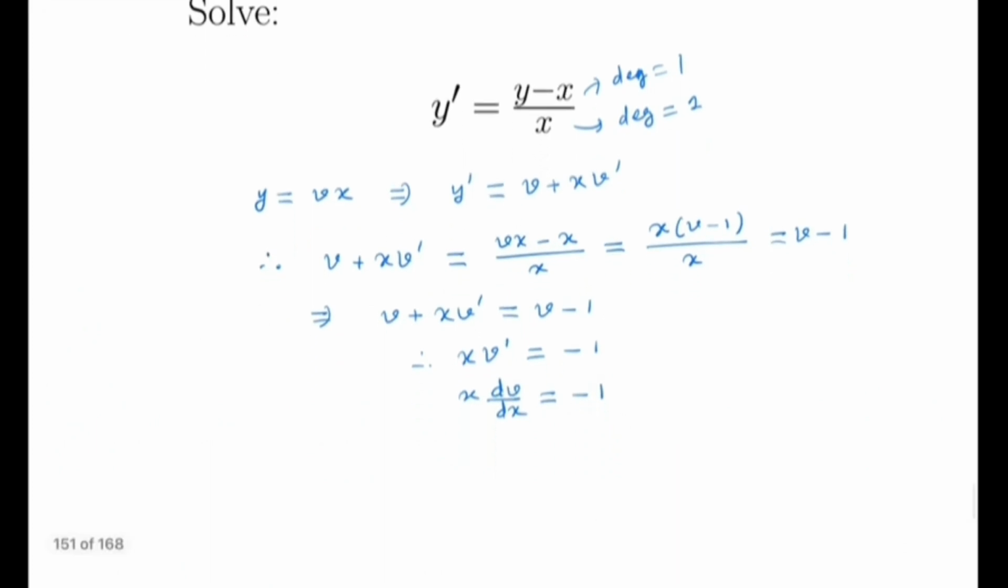Note that here we get separability. So by separating v and x, we have dv = -dx/x. Okay, so by taking the integral on both sides, we get v = -ln x + c, and v is nothing but y/x. So y/x = -ln|x| + c, which is the general solution.